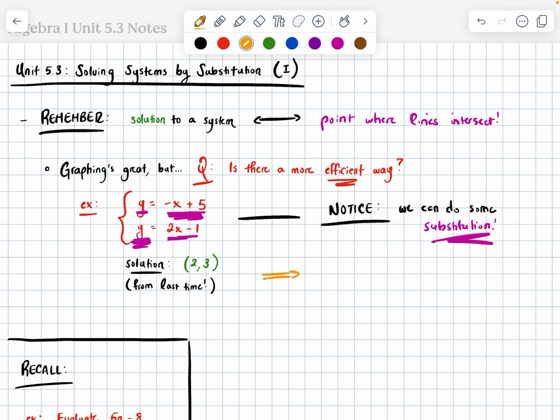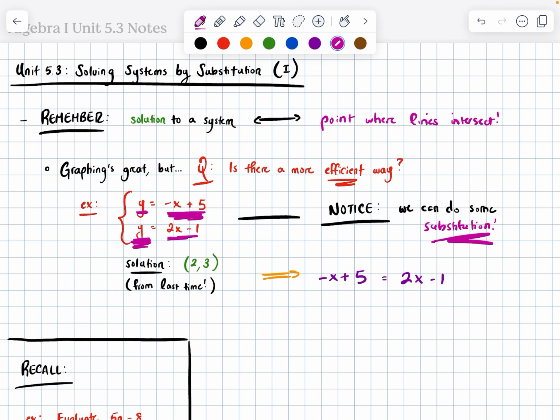So doing some substitution, if y equals negative x plus 5, then that means that negative x plus 5 can take the slot of y in the second equation, and then that's equal to 2x minus 1. All I need to do now is find a value of x, and I know how to solve this equation for x. Let's do it together.